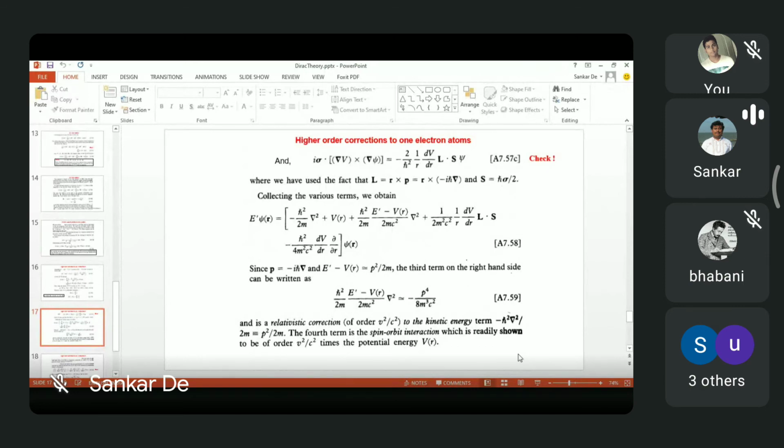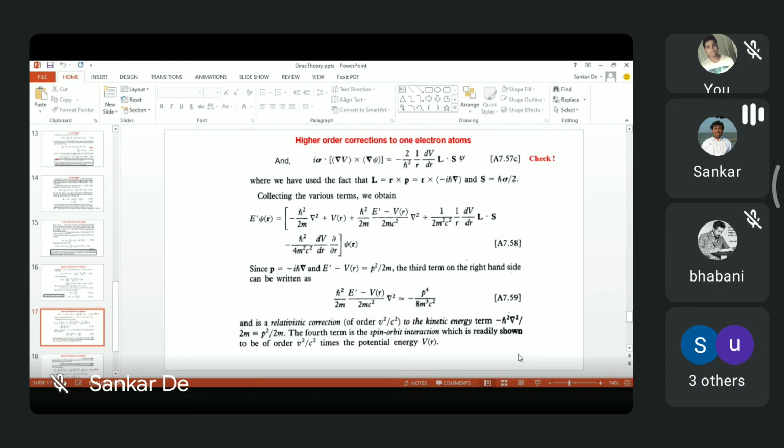Yeah. So what we actually got, after getting this form of 7.38, is that the first term over here, or you can say the third term over here, which is minus p to the power 4 by 8 m cube c square, is a relativistic correction in the order of v square by c square to the kinetic energy term, minus h bar square grad square by 2m, which is like the p square by 2m term, which is the first term. So this is a relativistic correction to the kinetic energy term.